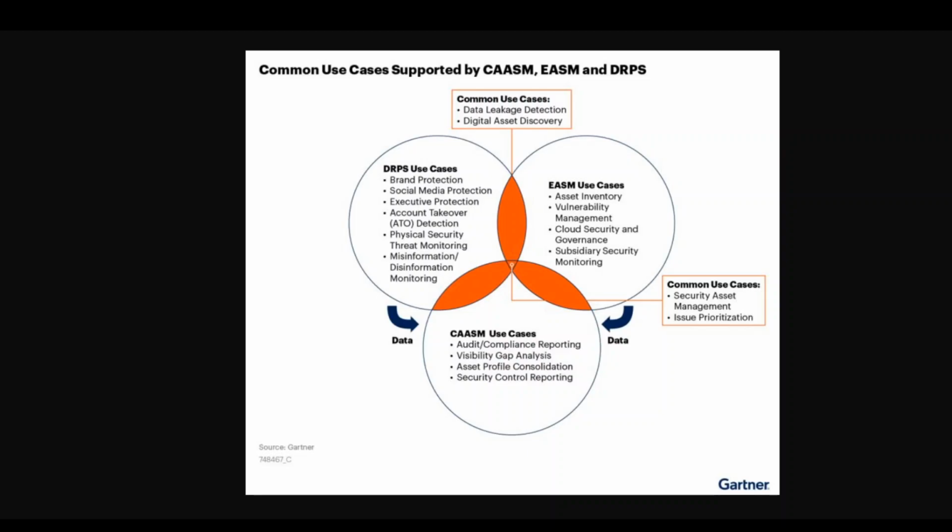In today's hyper connected world, securing the digital workspace isn't a luxury, it's a necessity. EASM, CAASM, and DRPS are key tools in helping you achieve this goal.